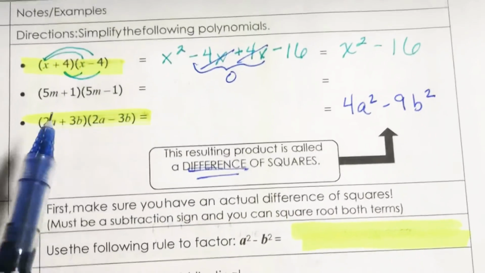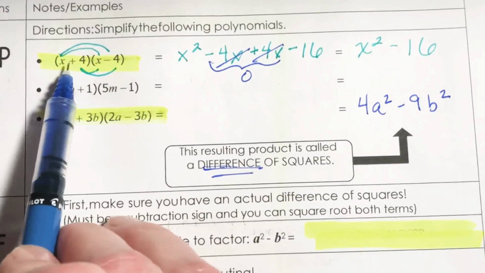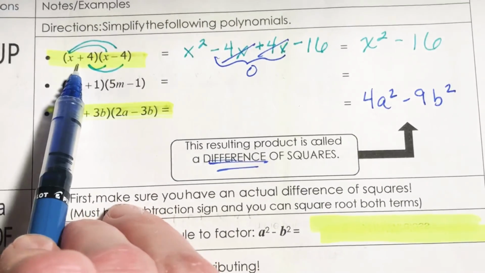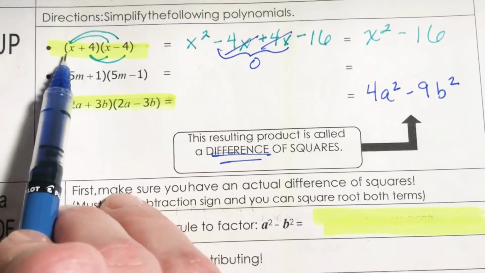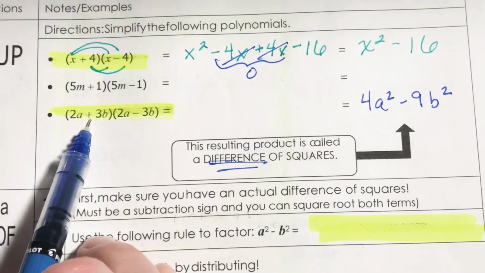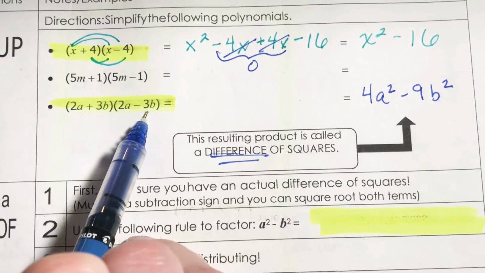Okay. And so if you come back to the problem, the other thing you'll notice is in these binomials, the terms are the same. The only difference is here we're adding and here we're subtracting. Okay, so that's x plus 4, that's x minus 4. This was 2a plus 3b, this was 2a minus 3b.